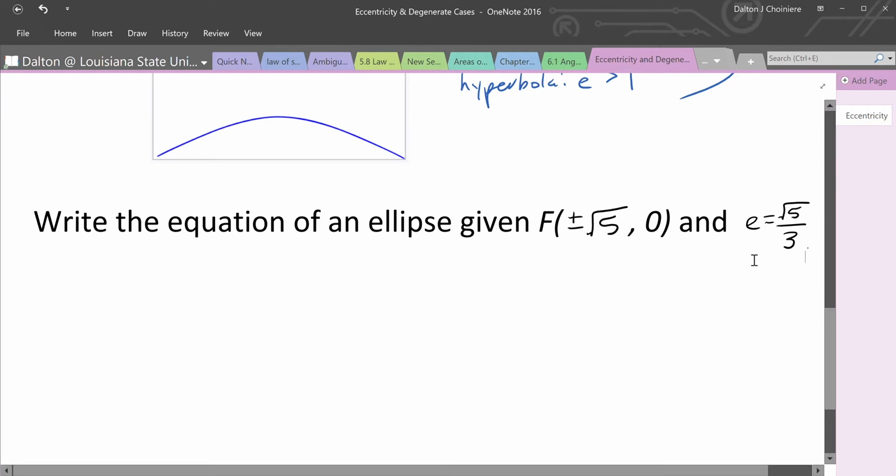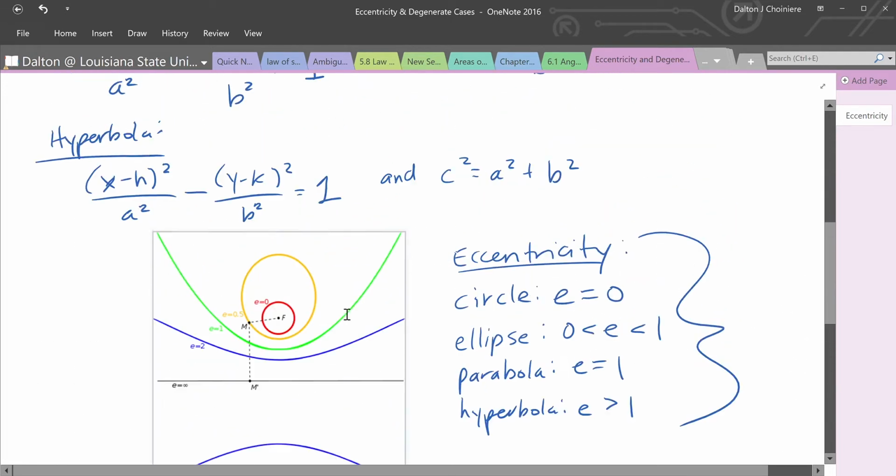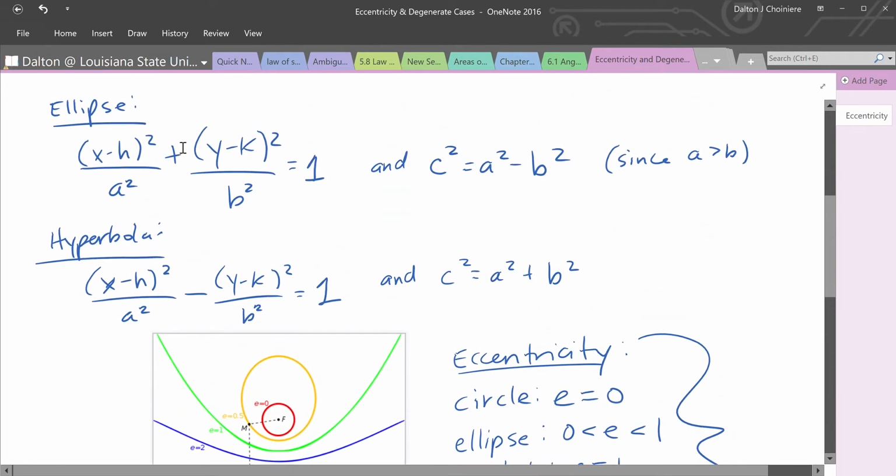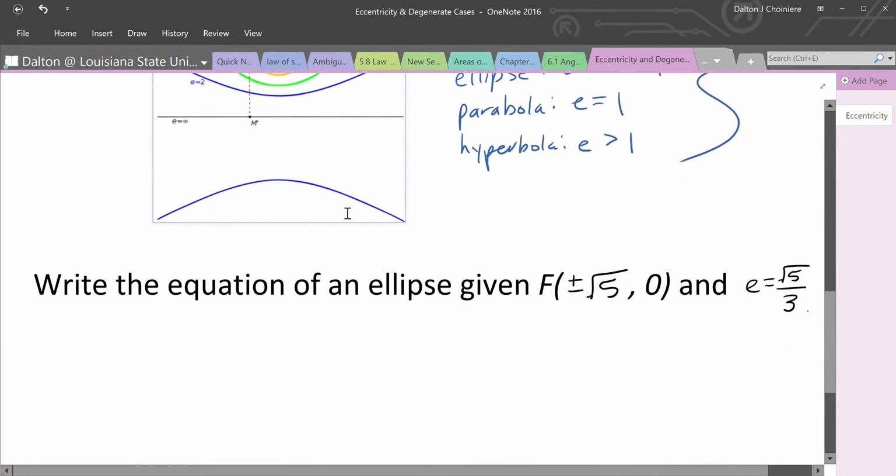Well, for the sake of not having to write our equation all over again, our equation for an ellipse is going to be this here, right? (x minus h) squared over a squared plus (y minus k) squared over b squared is equal to 1. So I need 4 things. I need h, k, a, and b. Well, the only thing I have is my focus, and I have e. So I need to use this information in order to solve for a, b, h, and k.